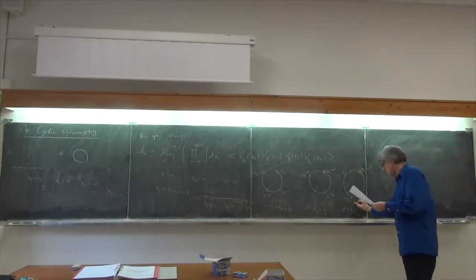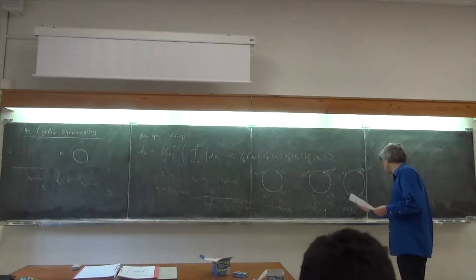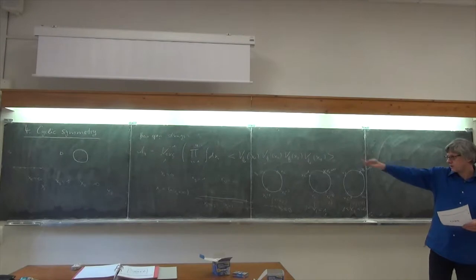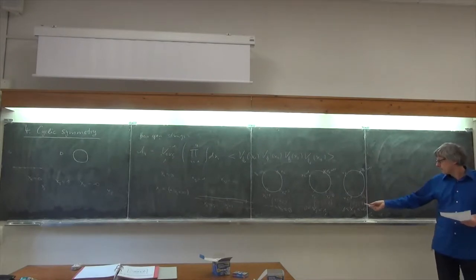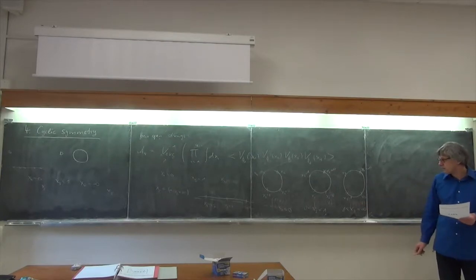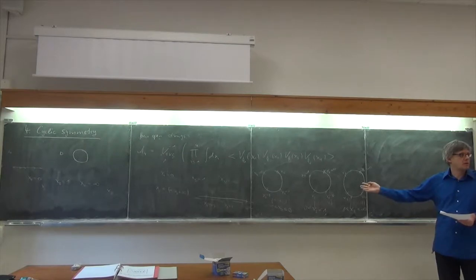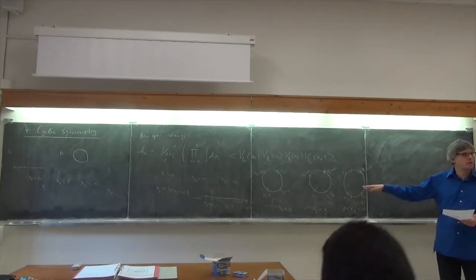And here we get 1, 3, 2, 4. And now you see precisely the point I was trying to make before: we have basically six different cyclic orderings, and so we have only half of them found so far. So there are three more combinations missing.